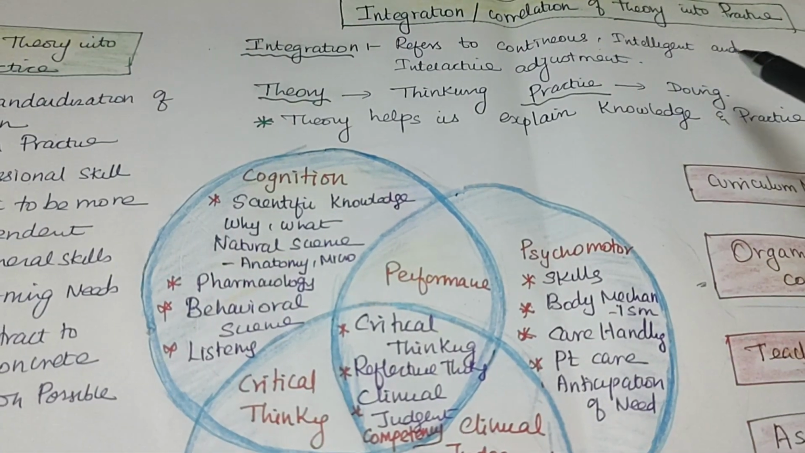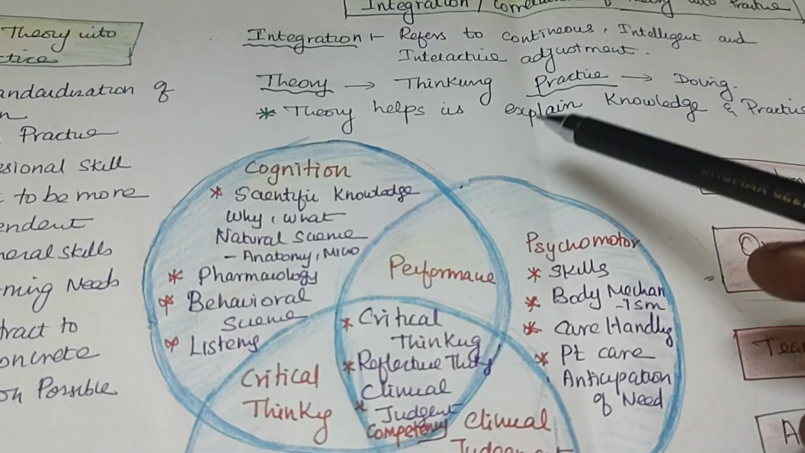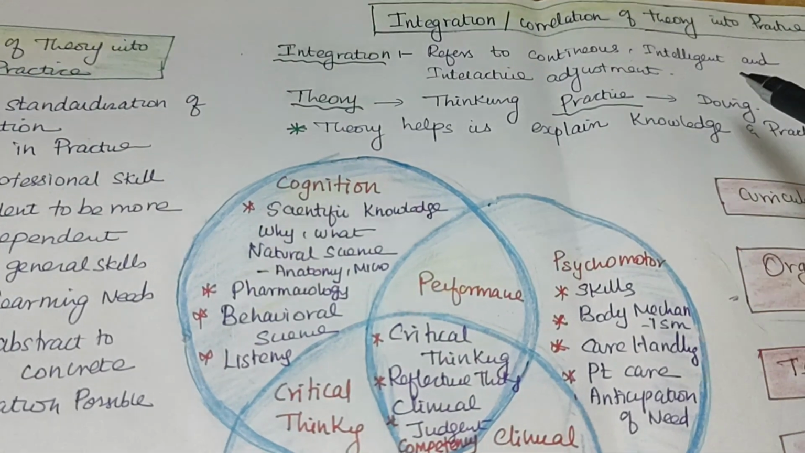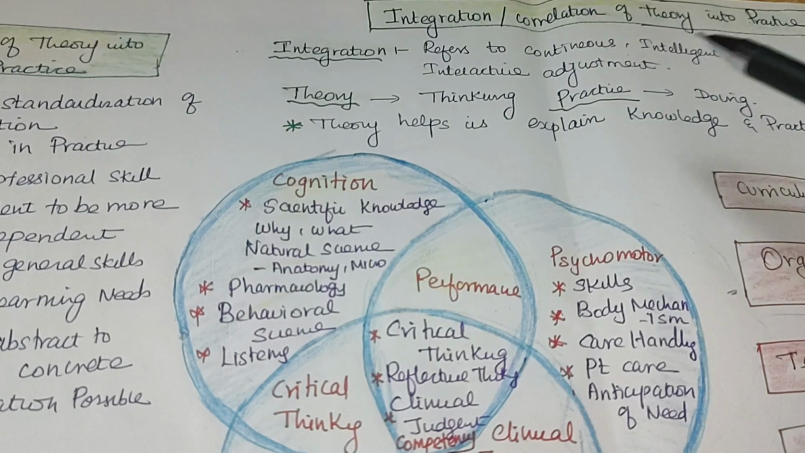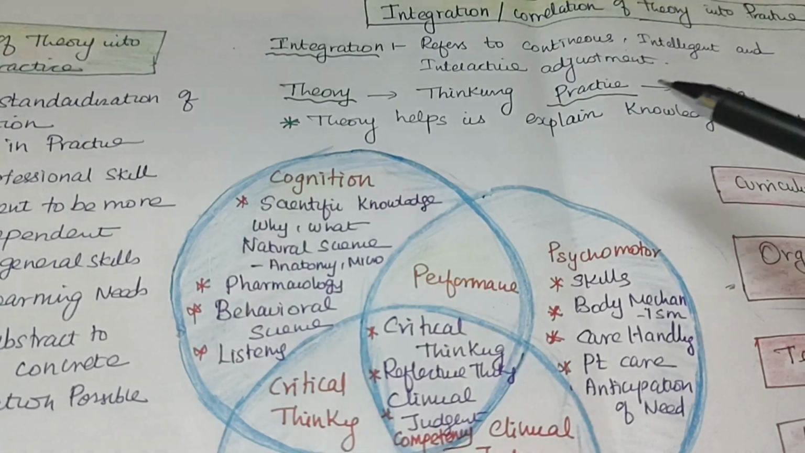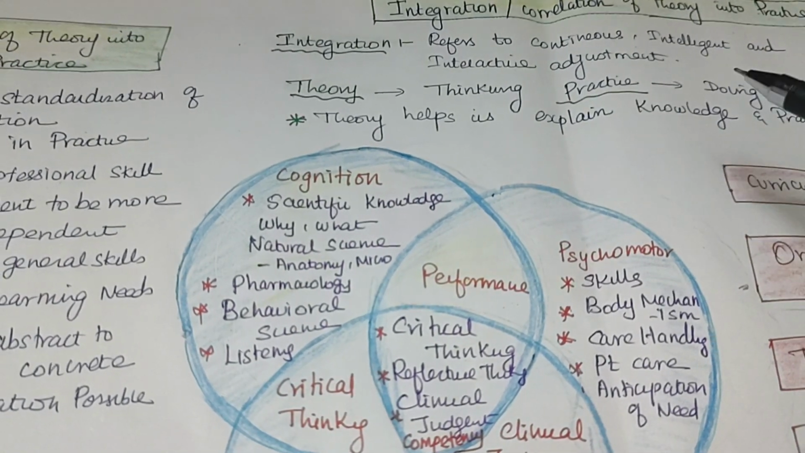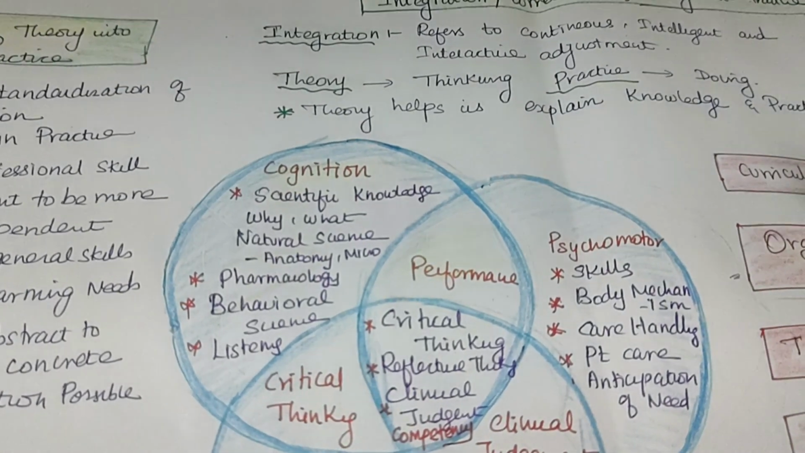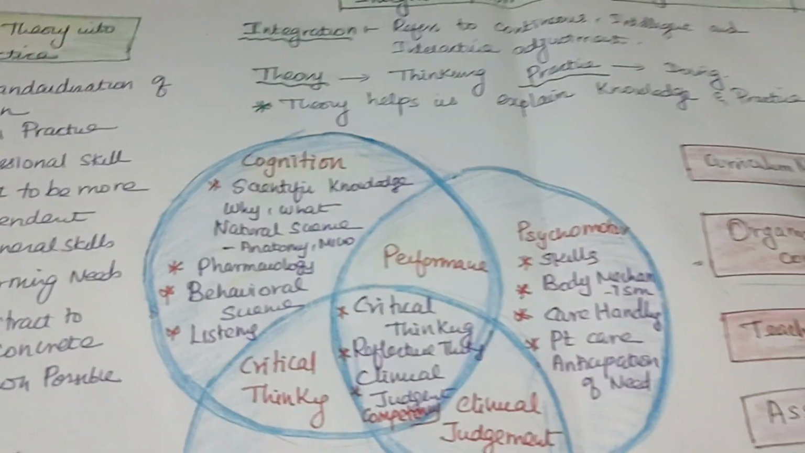Integration or the correlation of theory into practice. What is integration? Integration is the key element for the correlation. It refers to the continuous, intelligent, and interactive adjustment. Theory is like thinking, practice is doing. Theory helps us to explain the knowledge and practice.